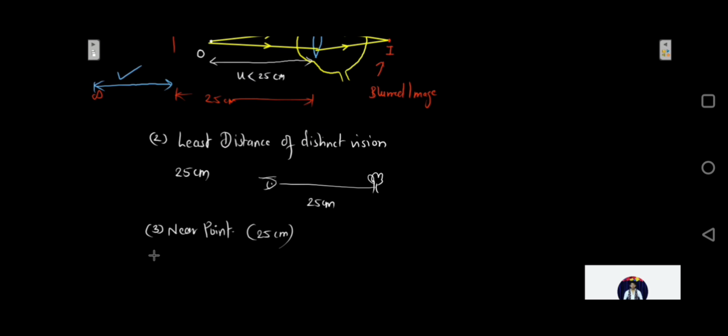There will be something called the far point also. So what is the far point? The farthest point from the eye at which an object can be seen clearly. For a normal eye, the far point is infinity. So the farthest point from the eye at which the object can be seen clearly is called the far point of that eye.